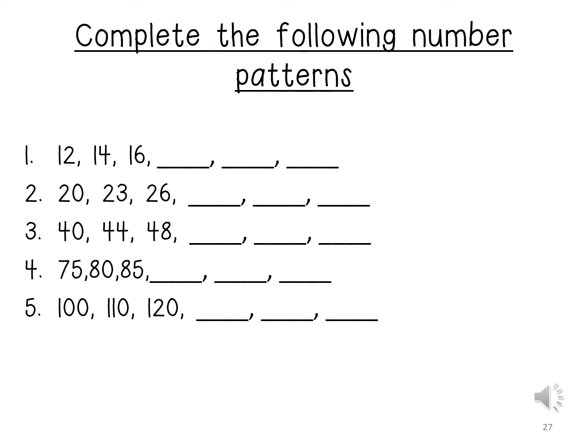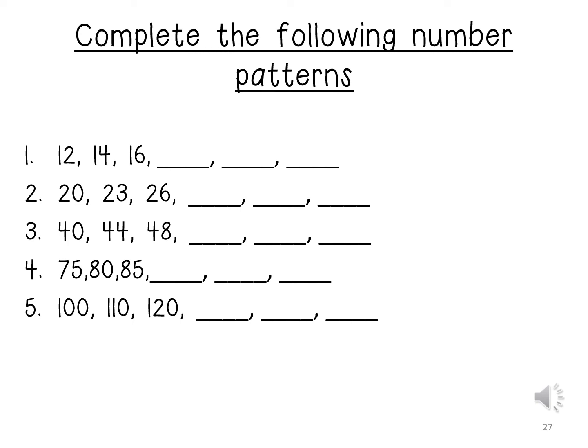Number 2, 20, 23, 26. Let's see what we are counting in. 20, 21, 22, 23. Which means we are counting in threes. Number 3, 40, 44, 48. So let's see what we're counting in. 40, 41, 42, 43, 44, which means we are counting in fours.